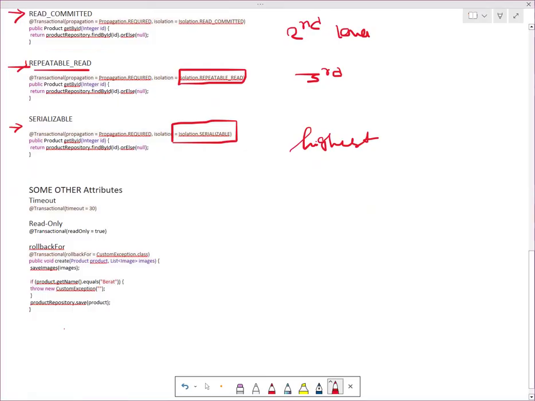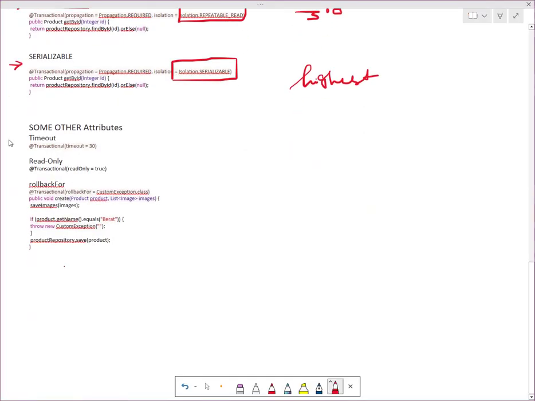Now some other attributes. The first one is timeout. The timeout for a transaction is in seconds. If you want to set a specific timeout, you can set it in the transactional annotation, timeout equals 30, which means 30 seconds. Next is read only. If it is set to true, the transaction is allowed only to perform read operations, not modify them. The default is always false, but you can set it to true when you want to allow only reading, not modifying.